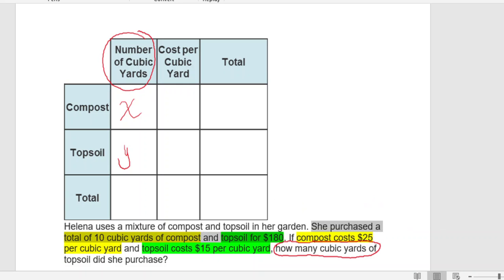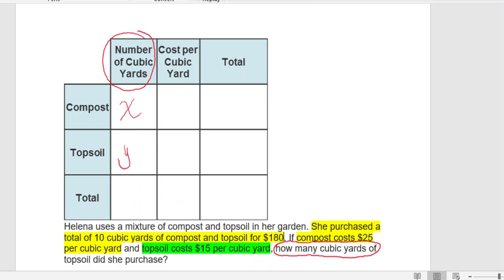And I'm going to change it to where it's all highlighted yellow. She purchased, because this sentence right here gives us the total. It gives us the totals that we're going to use for the number of cubic yards and the cost per cubic yard.